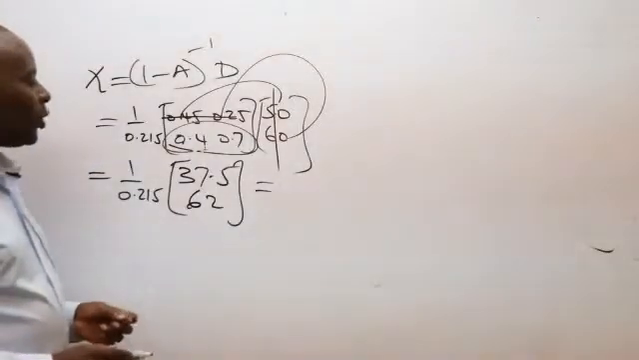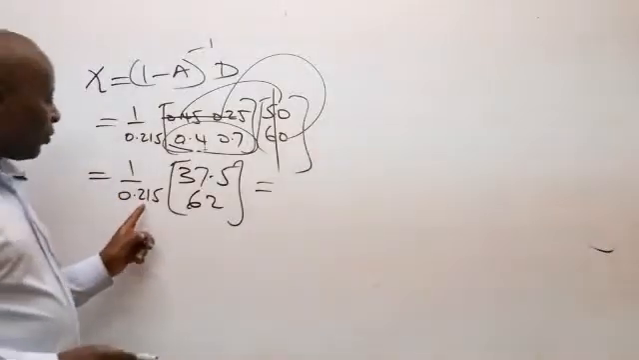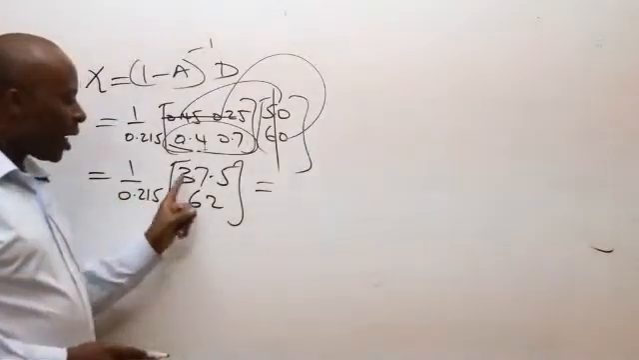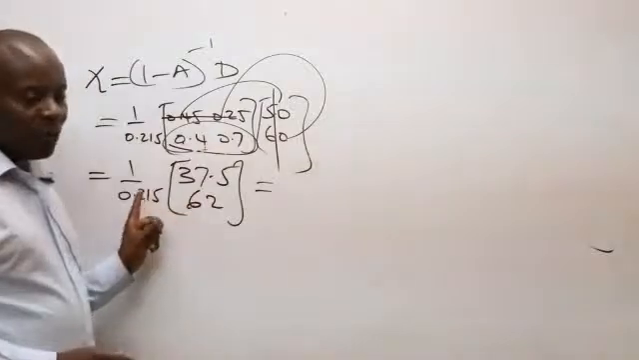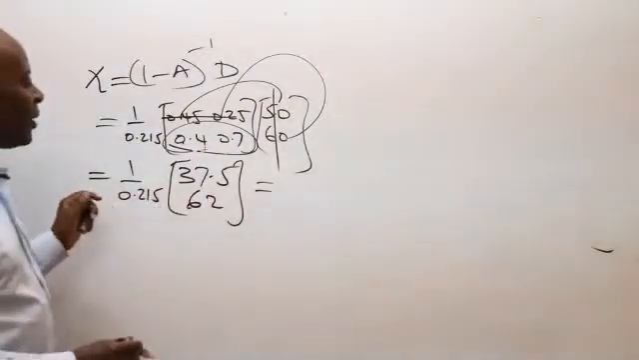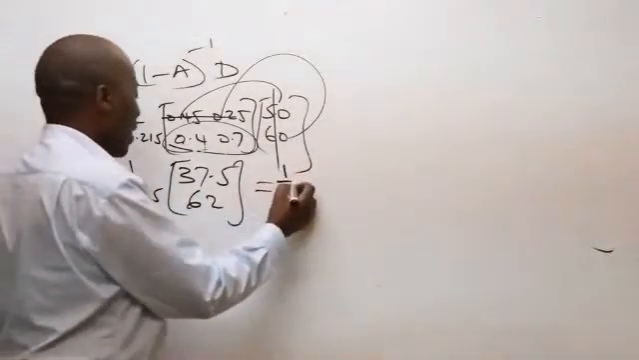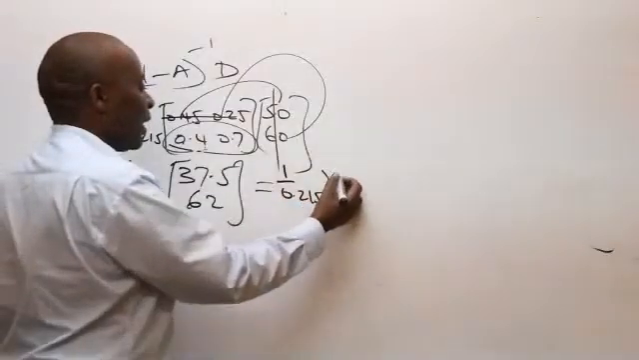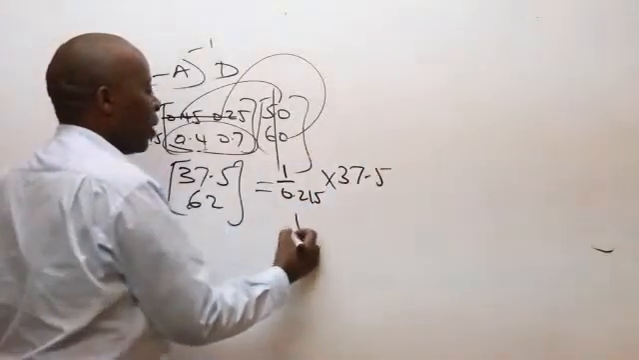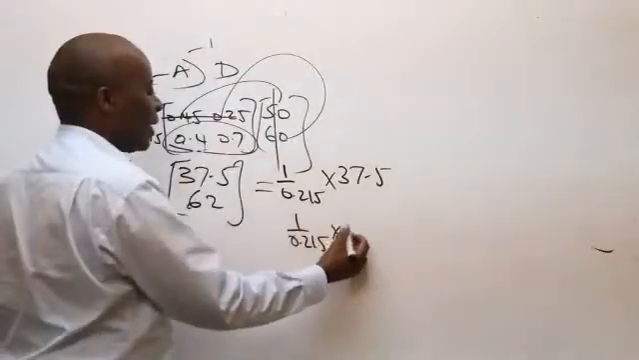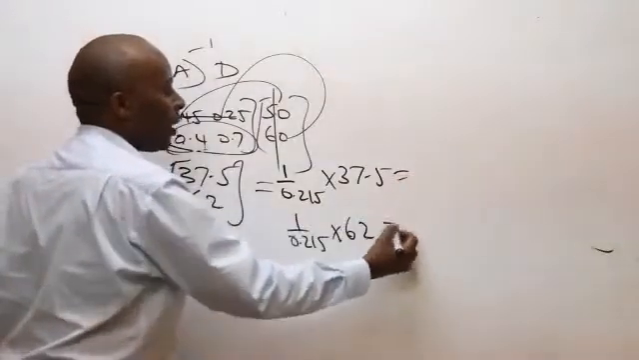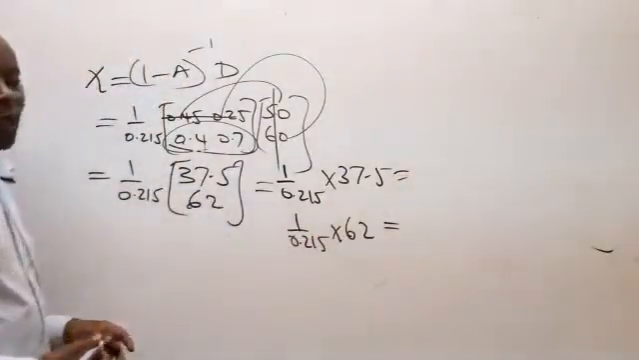So after that, ladies and gentlemen, I know that the next thing will be for me to distribute the scalar. The scalar is very easy. You simply take 1 over 0.215 times 37.5, and 1 over 0.215 times 62. You get the two values into decimal places.